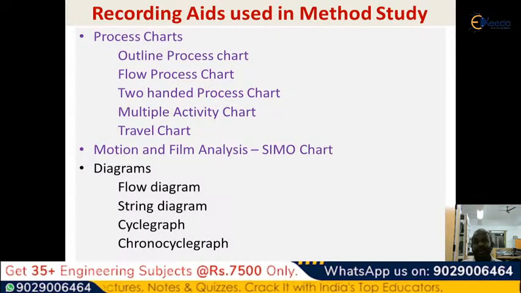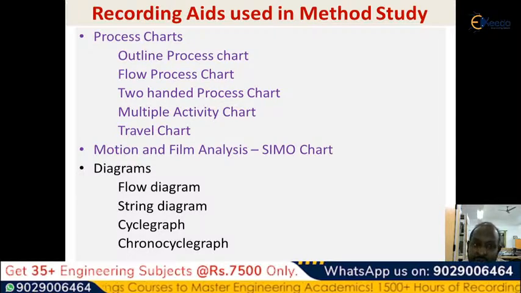So what are the recording aids? As I said, if you want to analyze the methods which are happening, I have to go for charts. So what are the various recording aids that I'm using in the method study process? Basically it is divided into three types. One is the process charts, motion and film analysis, and the next one is the diagrams. In this particular section, we are going to see the process charts as well as the motion and film analysis. In my next lecture, we are going to continue with the diagrams as well as the time study.